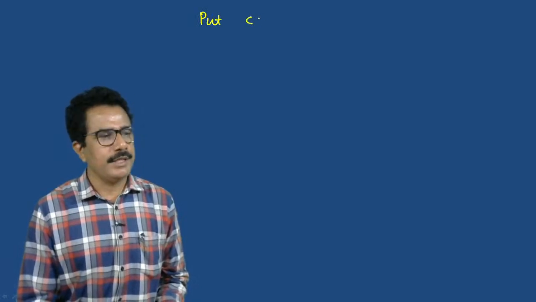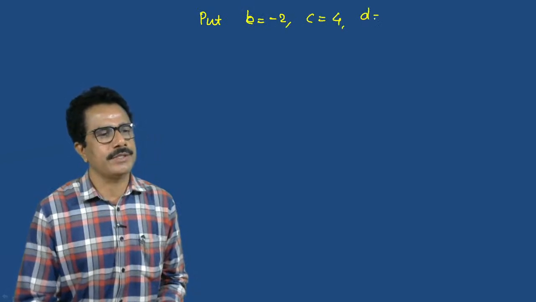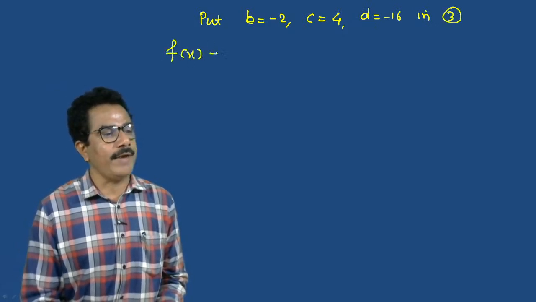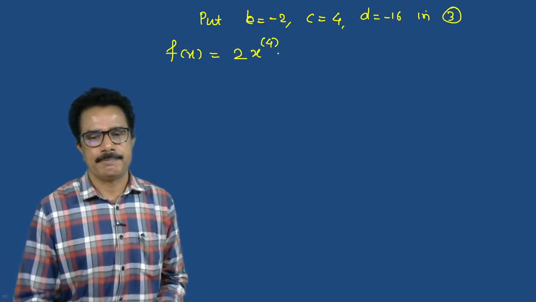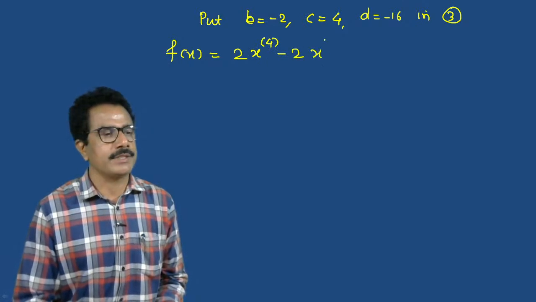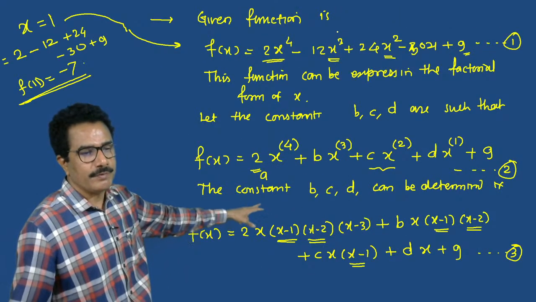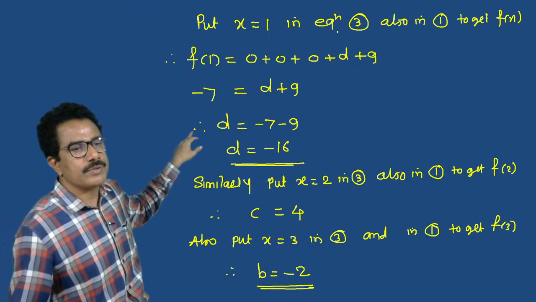So put these values, put b is equals to minus 2, c is equals to 4, d is equals to minus 16 in 3. So we get the function in factorial form: 2 into x raised to 4 factorial minus 2 into x raised to 3 factorial, because b is minus 2. See this, b is minus 2. इथं 2 मध्ये ठेवा, 2 मध्ये, 3 मध्ये नाही, 2 मध्ये ठेवा. So put in 2.